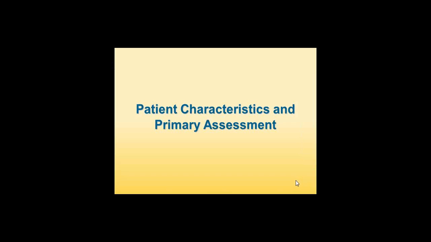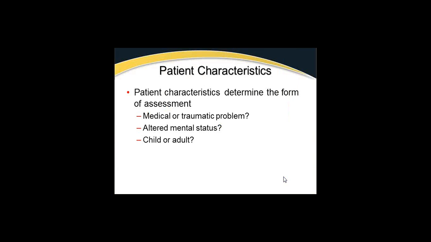All right, so there's a video for you, a couple of videos. So, patient characteristics and the primary assessment, some things that we can gather from all this. Patient characteristics determine the form of the assessment that we're going to take after this. Is it a medical versus a trauma patient? Do we have an altered mental status, or do we have somebody who is alert and oriented? Do we have a child, or do we have an adult? These things will alter the approach that we take with our patient.